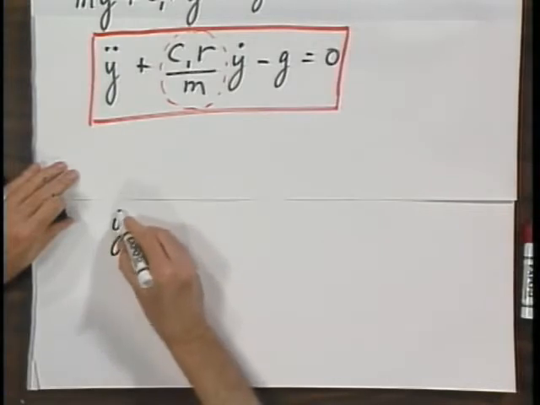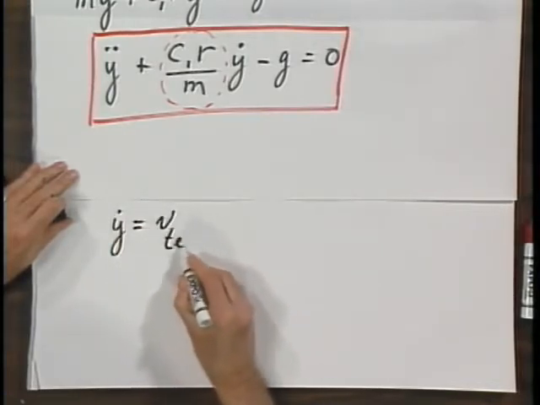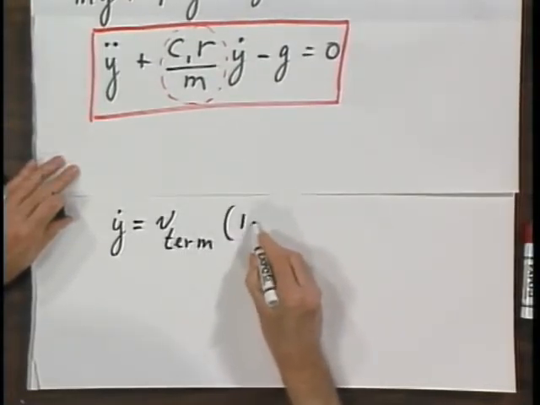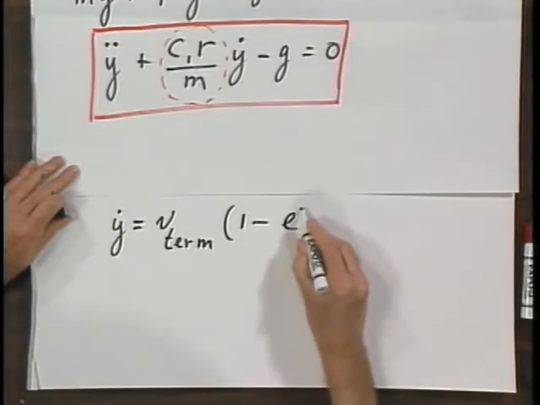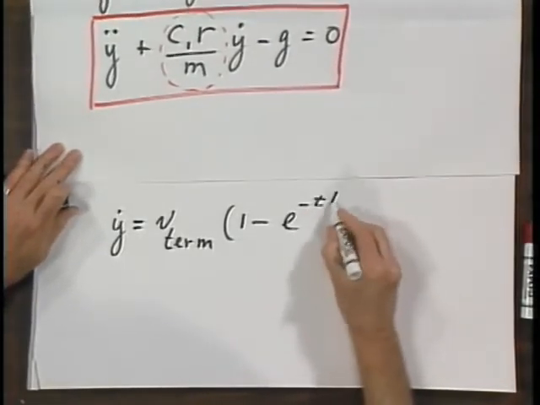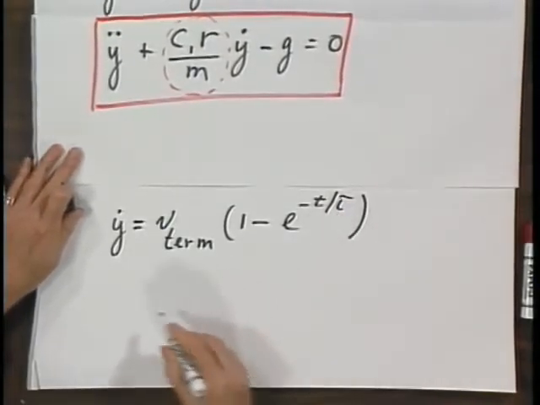Y dot equals the maximum value, which is the terminal velocity, times 1 minus e to the power minus t divided by tau. And I will get back to this.